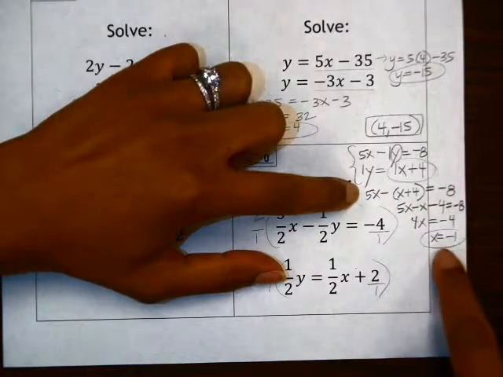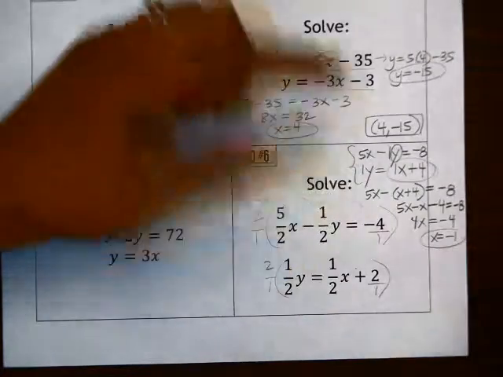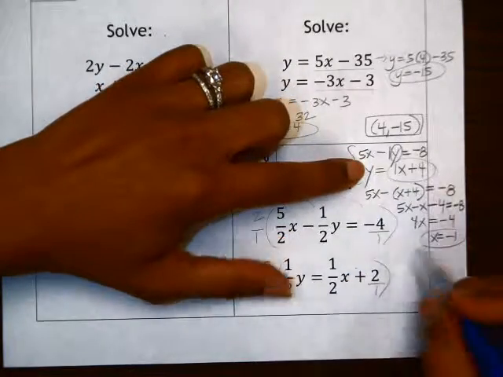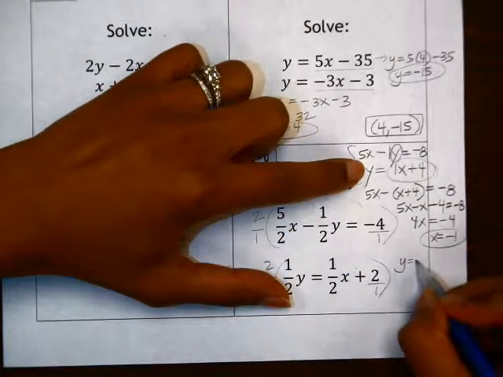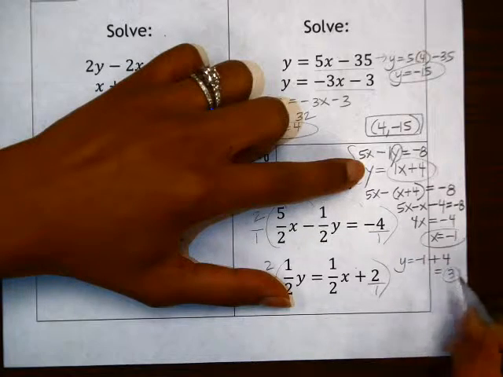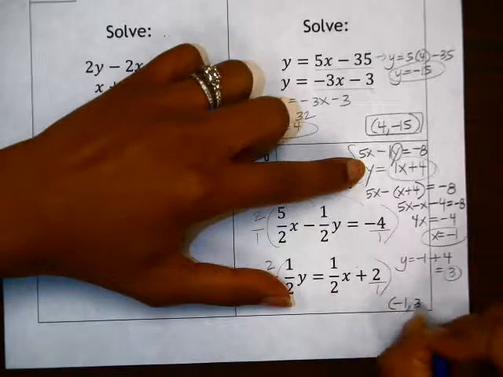And we can plug this x value back in anywhere where we have an x and a y. So figure out what the easiest equation to use would be. I think this equation would be easiest to plug into. y equals x plus 4, which is equal to 3. So my solution here is x is negative 1, y is 3.